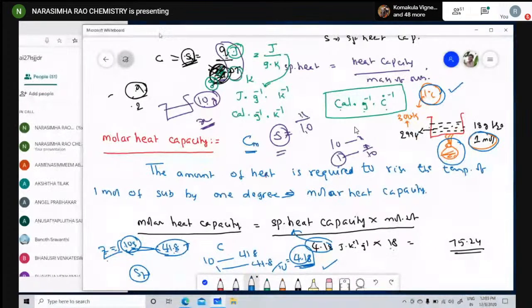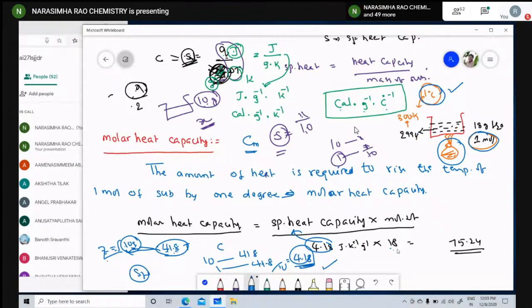Thank you. Right, children, this is molar heat capacity. Then molar heat capacities are of two different types. This is molar heat capacity. I explained to you children with the example I am taking. Specific heat capacity of water is 4.18 joules. Now what is its molar heat capacity?